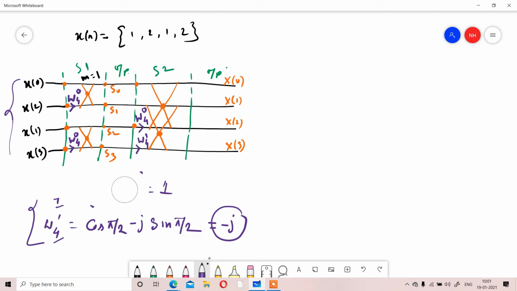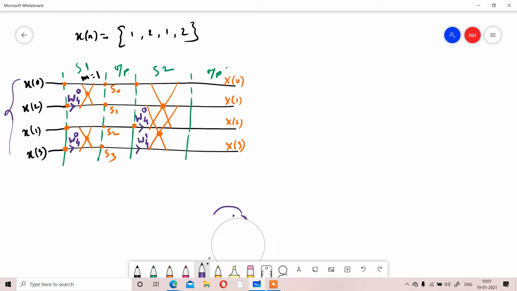So X0 is 6, X1 is 0, X2 is minus 2, and X3 is 0. So I am showing you how to get those values. First, you need to calculate S0 to S3. So what will be the value of S0? S0 defines that butterfly. So the inputs of that butterfly are x0 and x2.